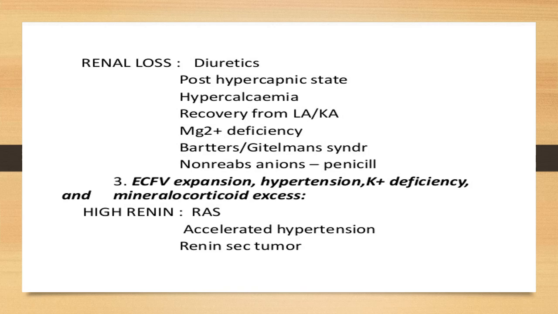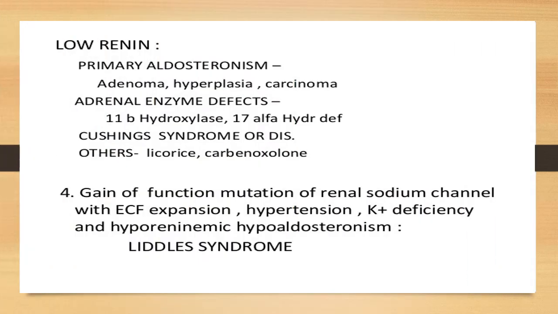ketoacidosis, and magnesium deficiency, Bartter's and Gitelman syndrome, and non-reabsorbable anions, with the patient using penicillin, and extracellular fluid volume expansion, hypertension, sodium deficiency, potassium deficiency, and mineralocorticoid excess, and high renin-angiotensin system, accelerated hypertension, renin secreting tumor. Low renin in primary aldosteronism, adenoma, hyperplasia, carcinoma, adrenal enzyme defects like 11-beta hydroxylase, 17-alpha hydroxylase deficiency, Cushing syndrome, others like licorice, carbenoxolone, and gain of function mutation of the renal sodium channel with extracellular fluid expansion, hypertension, potassium deficiency, and hyporeninemic hypoaldosteronism, that is Liddle syndrome.